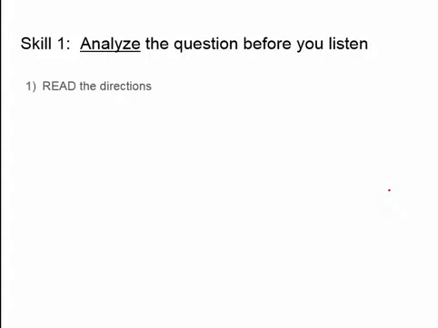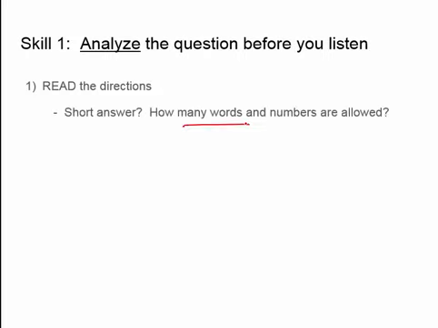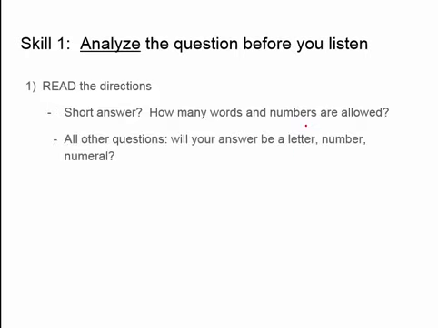So the first thing you need to analyze are the directions. Your directions will tell you how many words and numbers are allowed for short answer questions. Other questions will give you other types of answers, letters, numbers, numerals. It's important to take note of this and really focus on it, because later, after you've finished listening to all 4 listening passages for the listening paper, you will have 10 minutes to put your answers on the answer sheet, and it's very important that you answer each question with the right format. So, focus on it. Make sure you notice it when you get to a new set of questions.